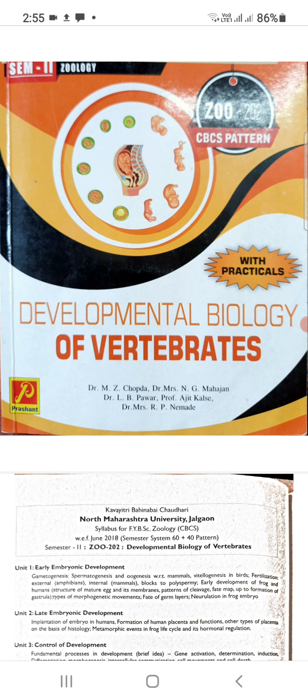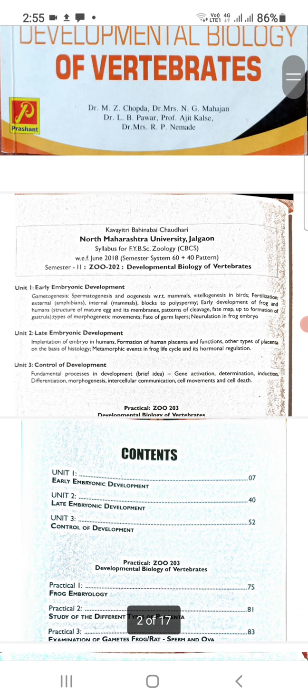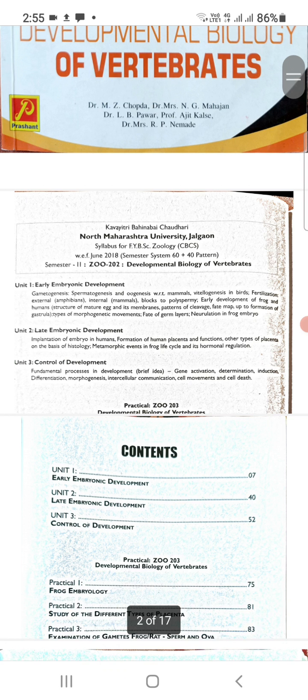Today we are discussing the zoology paper second, that is ZOO-202, Developmental Biology of Vertebrates. In this paper, there are three units. The first unit is called the early embryonic development. The second unit is called the late embryonic development, and the third unit is called the control of development.